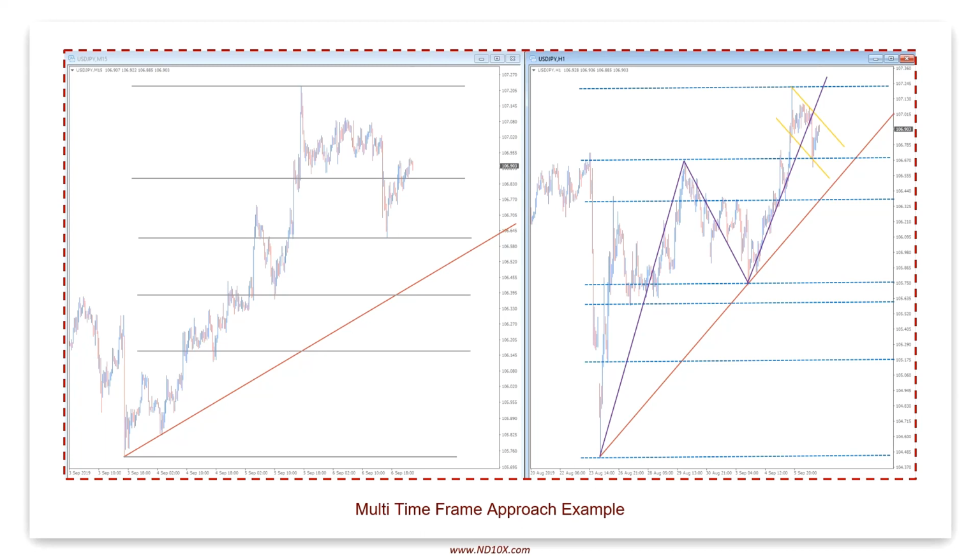We have a flag formation, which is a continuation formation, and we can look for a breakout of the flag as a potential confirmation that dollar yen should move higher. We can use, like we said, that red trend line as our invalidation point at all times.